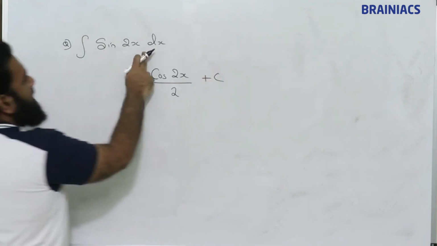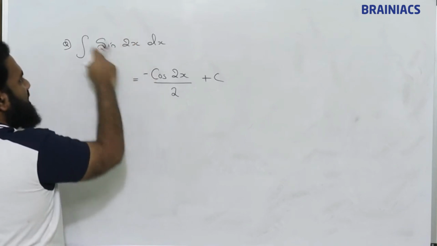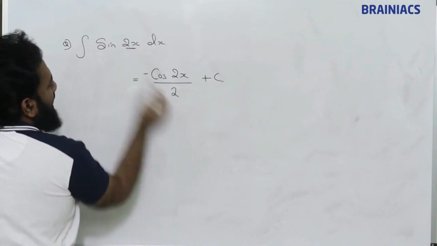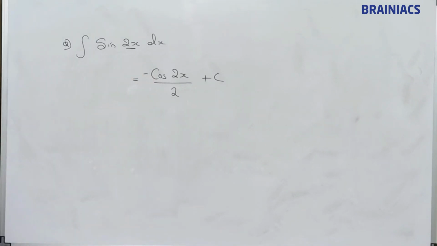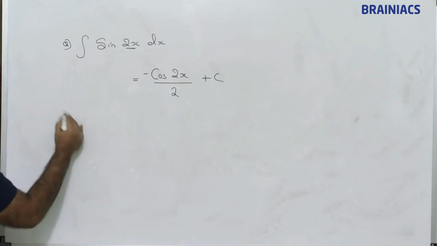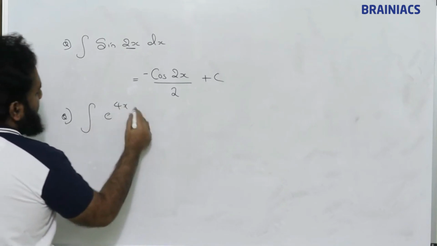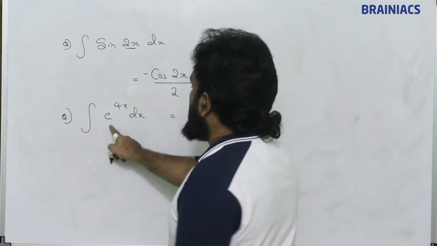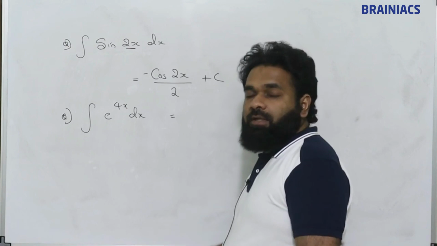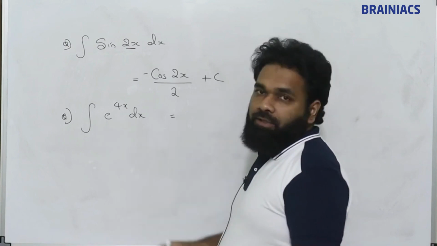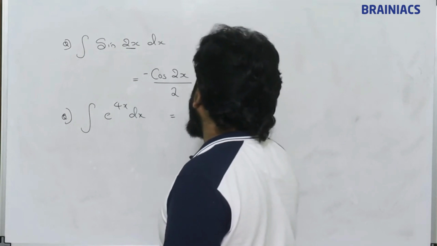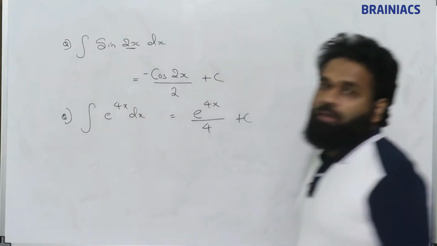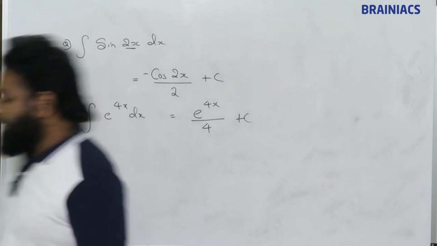Clear or what? If we get sine 2x like that, just integrate this sine, we will be getting cos 2x, just write as it is. Then differentiate this term and put it in the denominator. This is how we need to solve these kinds of questions. Another example, integration of e raised to 4x dx, how to do? Just do integration of e raised to x, which is e raised to x itself. Same way, integration of e raised to 4x, we can write e raised to 4x. Then differentiate this term, that will be 4, divide by that. Clear or what? This is another type of integration.